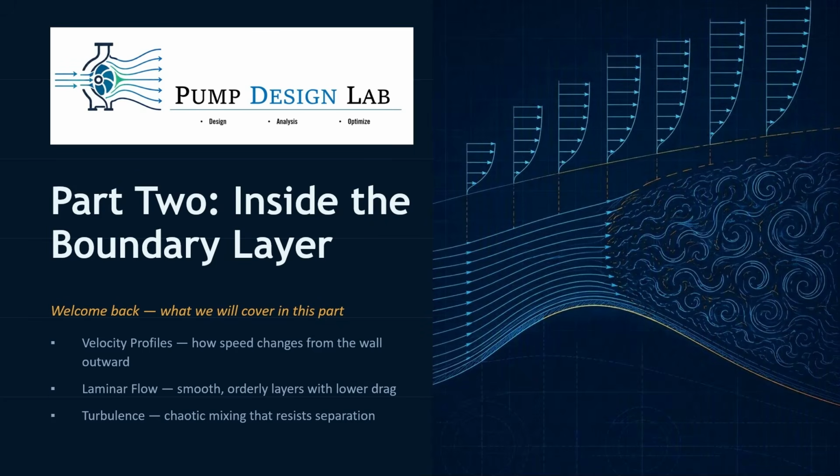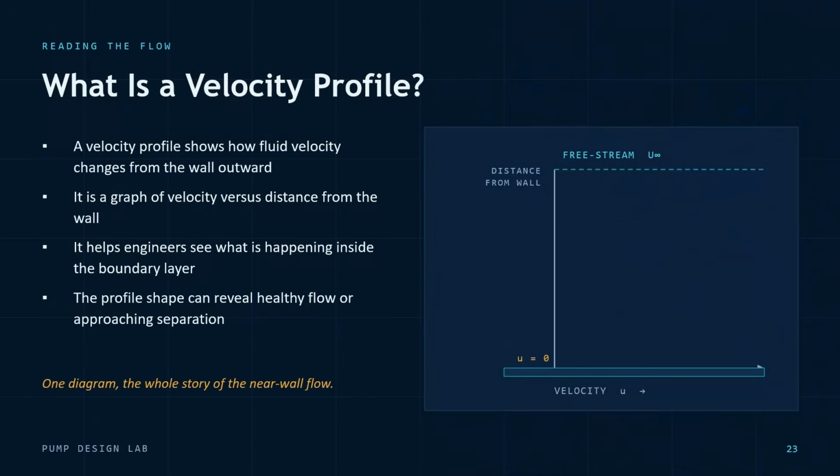In part 1, we learned that a wall slows nearby fluid and creates a boundary layer that grows downstream. Now we will look inside that layer. The key question is, how exactly does velocity change between the stationary wall and the fast outer flow? What is a velocity profile? A velocity profile is a picture of how fluid speed changes from the wall outward.